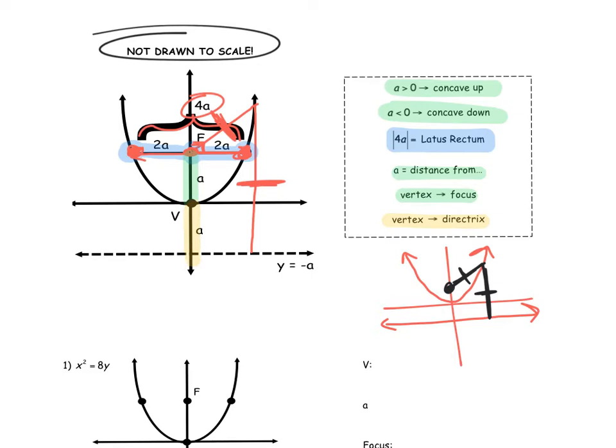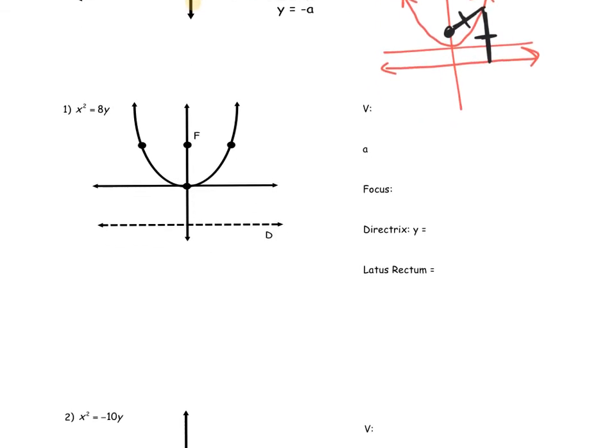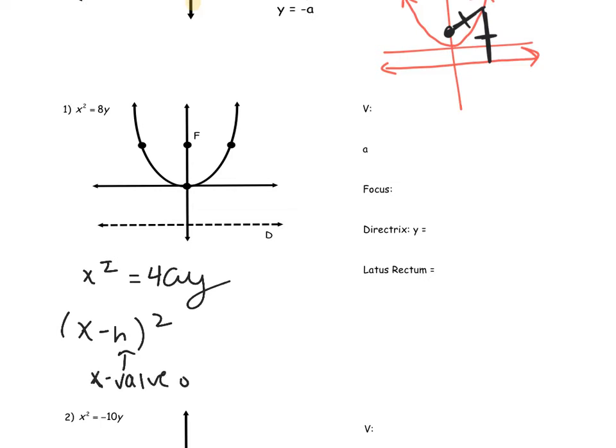All right, really important vocabulary, and make sure you have this stuff written down and highlighted as well. Okay, so let's go on to the next page. So we have x squared equals 8y. Now, I'm just going to write down my basic formula that we derived earlier, which was x squared equals 4ay, where it's really x minus h squared, where h is the x value of the vertex.